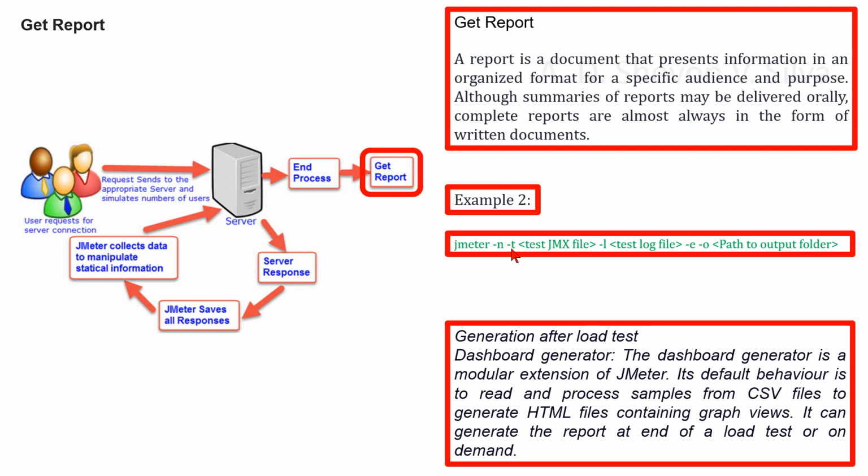Here -t is the JMeter test.jmx file to run. -t capital last will load the last used file. -l and the argument is the file to log samples to. -e generates the report dashboard after the load test. -o is the report output folder.